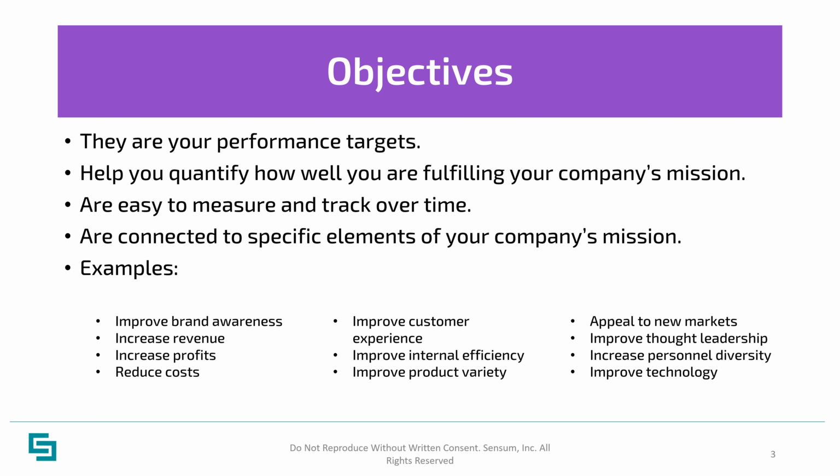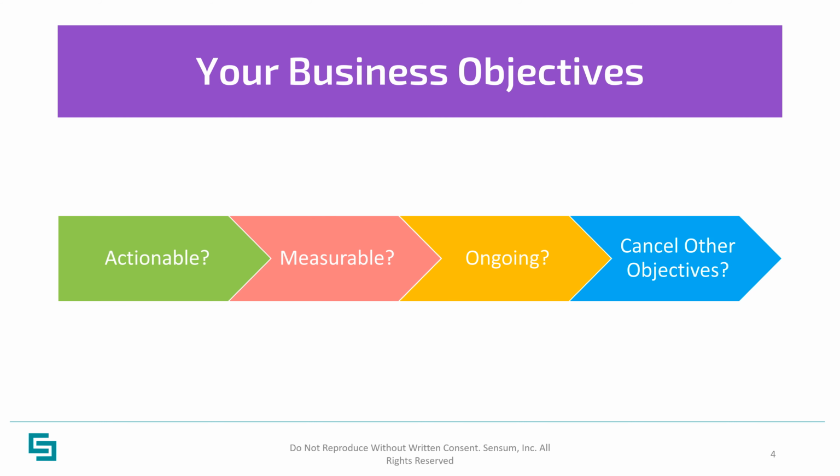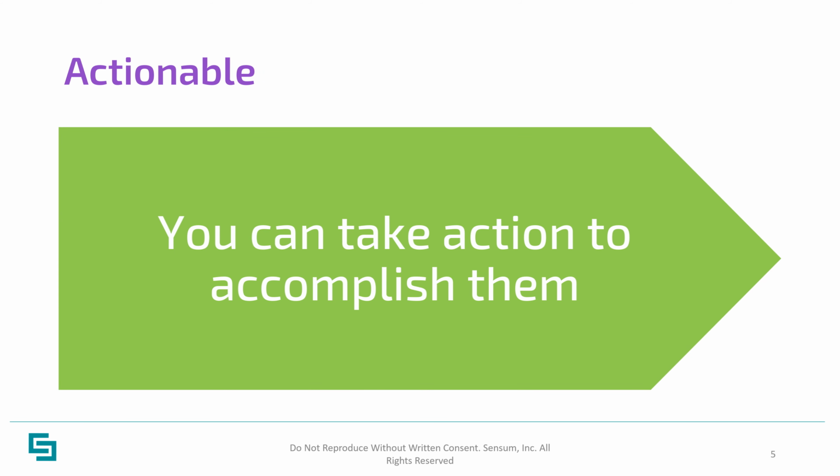Here are a few examples to help you choose your own objectives. Take a moment to browse through them. The best business objectives are actionable, measurable, ongoing, and do not cancel other objectives. Actionable means they are within your power, and you can take action to accomplish them. A good example would be to appeal to new markets. A bad example would be to lower taxes since you cannot lower them.